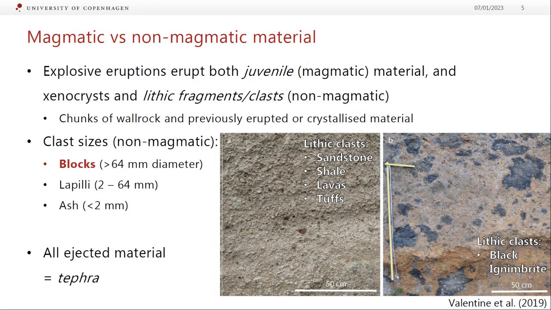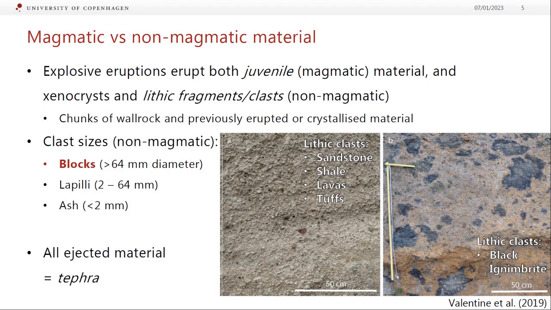Now, there's two different types of clasts that we can see coming out of a volcano. These are called either magmatic or juvenile material, and non-magmatic, and these would be things like xenocrysts or lithic fragments and clasts. So the non-magmatic stuff will be chunks of the wall rock from the vent that the volcanoes are erupting through, and these might consist of previously erupted or crystallized material. When we talk about non-magmatic clasts, it's basically the same size division as you have for the magmatic stuff. But the largest size are called blocks instead of bombs. So we have blocks above 64 millimeters, lapilli at 2 to 64 millimeters, and ash under 2 millimeters. The kind of blanket term for all this ejected material is tephra.